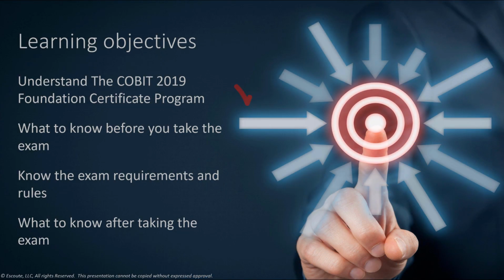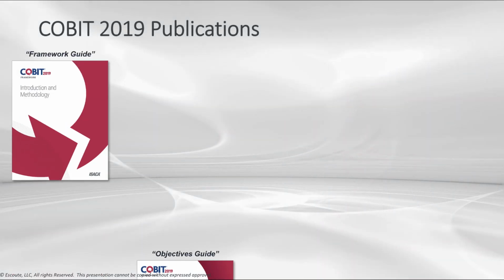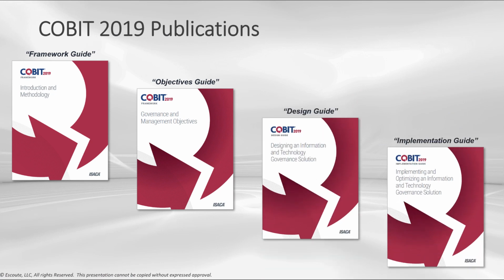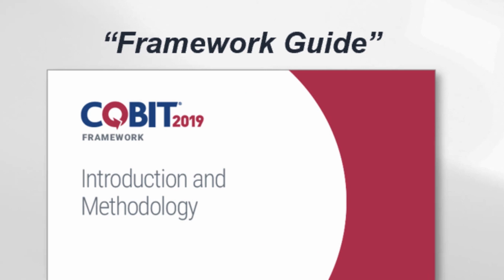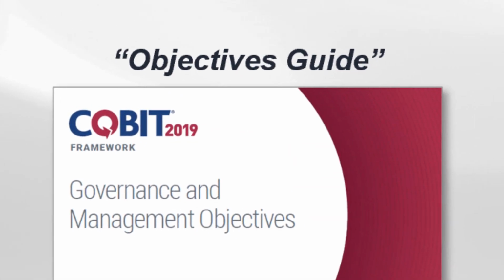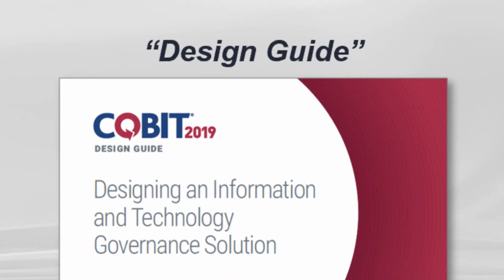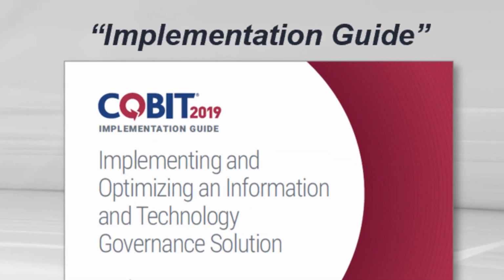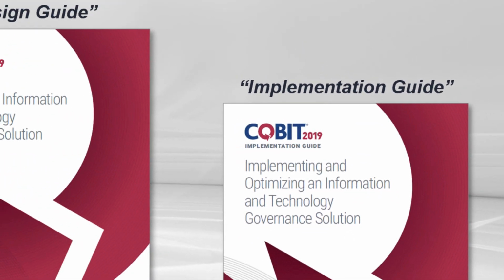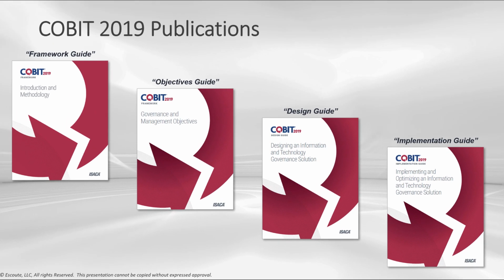Very quickly, we'll talk about the COBIT 2019 certificate program for the foundation exam, what you need to know before, during, and after taking the exam. Currently, there are 4 primary publications with COBIT 2019. I call these the Framework Guide, the Objectives Guide, the Design Guide, and finally the Implementation Guide. For more information on the contents of these, take a look at our COBIT 2019 overview video on this site.